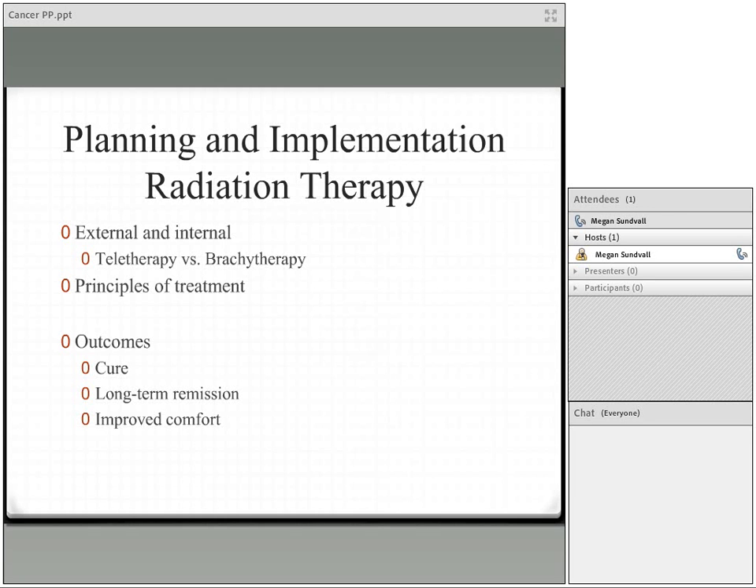They're also going to have immobilization devices made during this time, and then different blocks or shields. This entire process is safe and painless, but it's making sure that they really individualize the plan of what's going on with that patient.